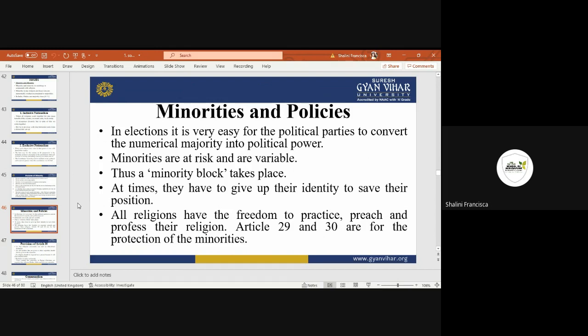Minority are at risk and are vulnerable. So they are at risk, meaning they are not even asked whether they should be included or not. They are considered only as a factor for giving votes, but they do not have the power to talk about all these factors so that the people can have the right to speak. Thus, a majority block takes place, and a minority block takes place.